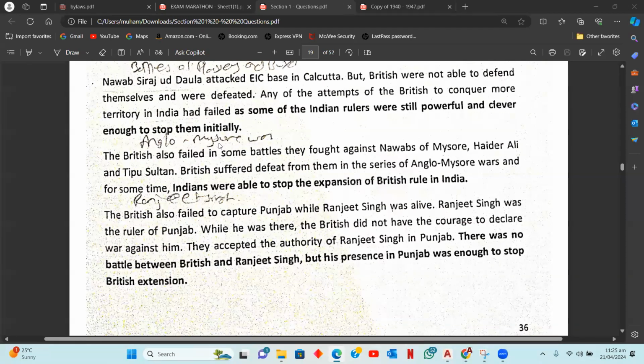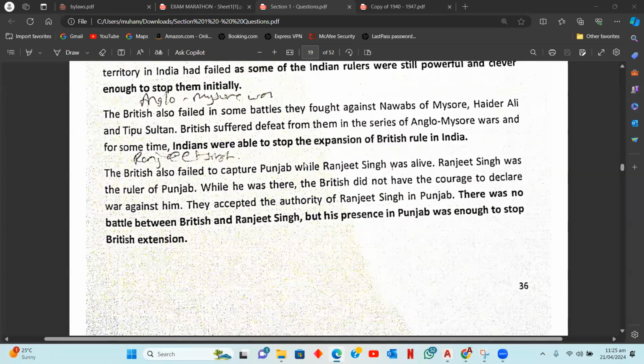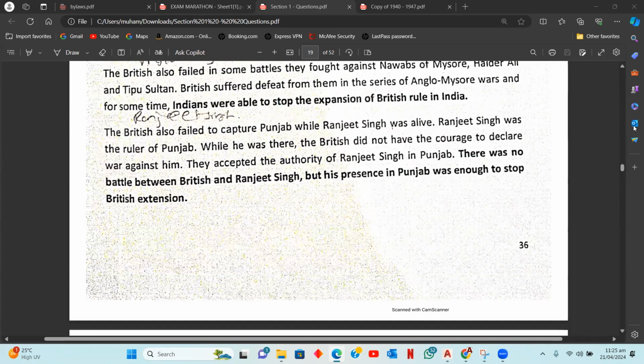And the last failure of the British was when they were about to capture Punjab. Ranjit Singh was the ruler of Punjab, and until he died, the British had no courage to attack Punjab. The authority of Ranjit Singh was such a strong one that they knew they could not even dare to intrude in Punjab, because he was an extremely influential and powerful ruler. His presence itself meant that the British were not even trying to enter Punjab. So this was another Indian success.